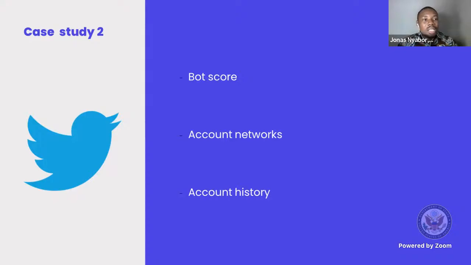The second case study will be focused on Twitter. So Twitter, that's where you find a lot of the bots. So in the case of Twitter, we'll be looking more at bots, the bot score of certain accounts. We'll be looking at the accounts, the networks of the accounts. The networks is important because oftentimes when people are running campaigns on Twitter, it doesn't rely on one person.